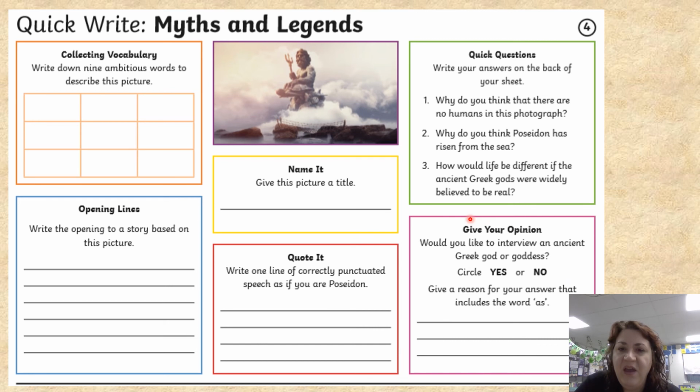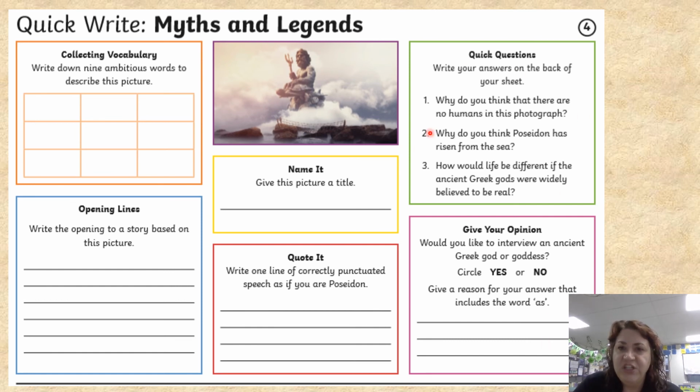Down in the bottom here, would you like to interview an ancient Greek god or goddess? Circle yes or no, where you can use the circle tool to draw that, and give a reason that includes the word as, meaning because, in this one. So I would like to, as I would blah blah blah. Or I wouldn't like to, as blah blah blah. So as means because in this sense.